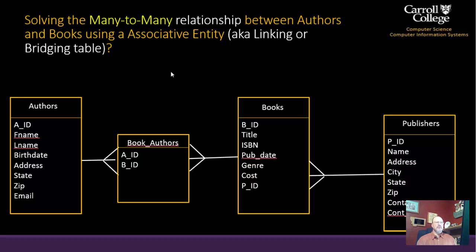So solving this many-to-many relationship between authors and books, you use an associative entity, or sometimes you hear it called a linking table or a bridging table. What we end up having to do is to create an additional entity between authors and books, the many-to-many. We have AID, which is part of this, that becomes a foreign key to AID as a primary key in authors. We have a BID that becomes a foreign key to the primary key in books. When we look at it, we'll have a one-to-many relationship.